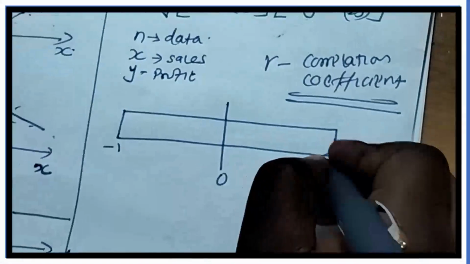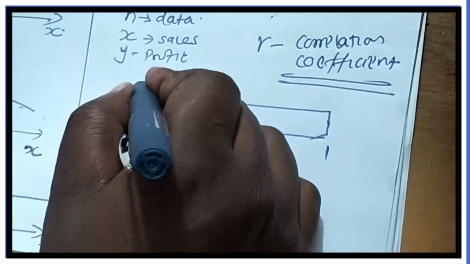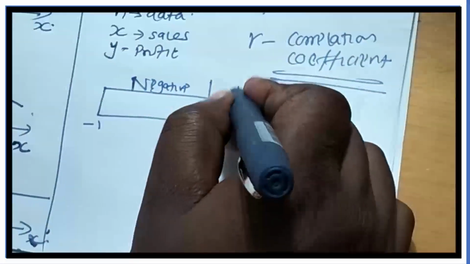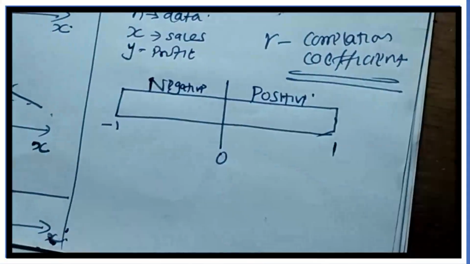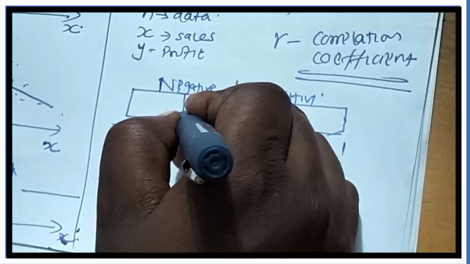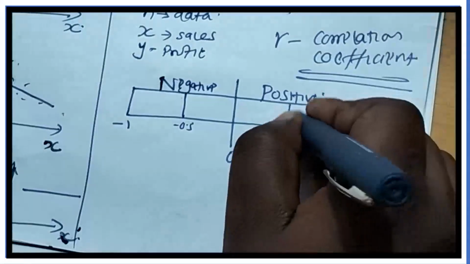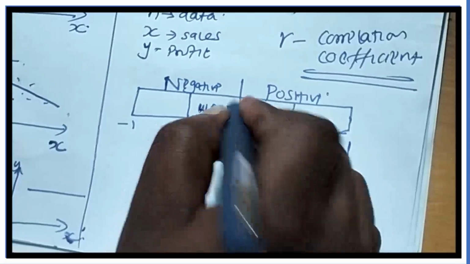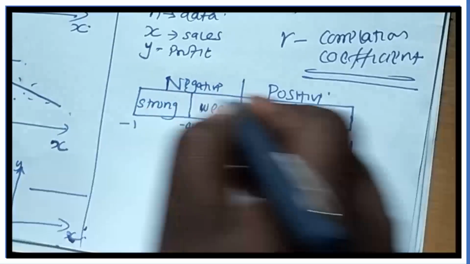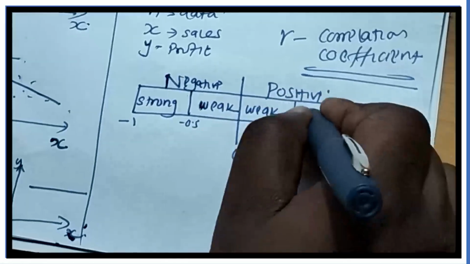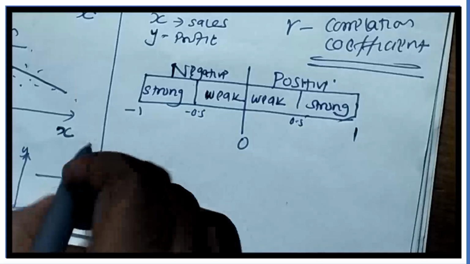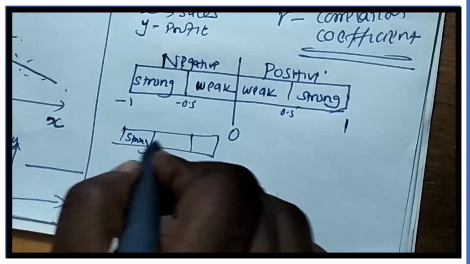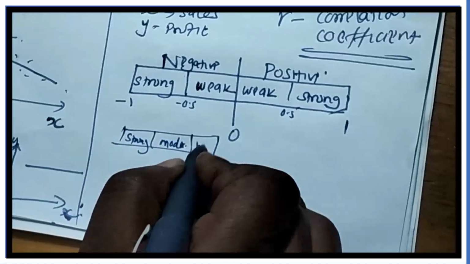And if I was to represent this in a small illustration, where we have a 0 here, remember we said R is between -1 and 1. Here you find that this side we have negative correlation, this side we have positive correlation. If you are to divide this side into 2, maybe by -0.5 here and 0.5 here, you find that here we have what we call weak, here we have strong. You may decide also to divide this into 3 parts, maybe where you have strong, moderate, and weak.